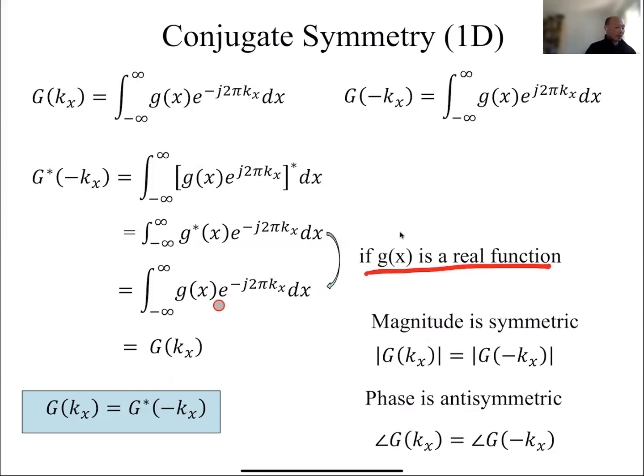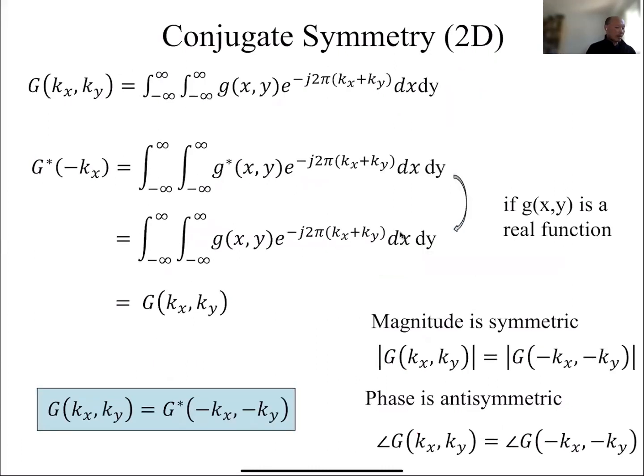So what does this mean? Well, this means that the magnitudes are symmetric. The magnitude of g(kx) equals the magnitude of g(−kx), and the phase is anti-symmetric. So the phase on the positive frequency is the negative of the phase of the negative frequency. And this same thing applies in 2D. So we can have g(kx, ky) equals the complex conjugate of g(−kx, −ky). Once again, the magnitude is symmetric and the phase is anti-symmetric.